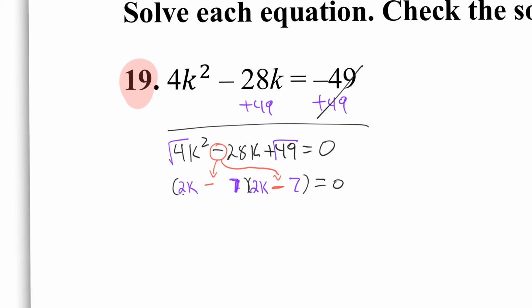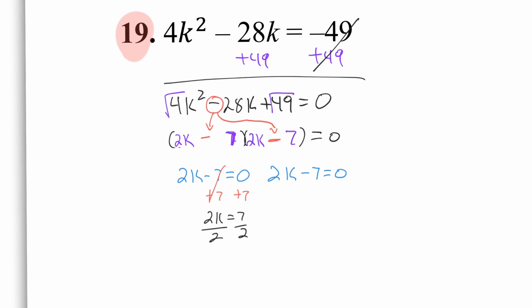So I'm going to take the first parenthesis, 2k minus 7 equal to 0. The second parenthesis, 2k minus 7 equal to 0, and I'm going to solve. So I'm going to solve the first equation. Plus 7 over here, cancels, 2k equals 7, divide by 2, and we get an answer. This turns into 1 right here. k equals 7 over 2. It is positive 7 over 2. You solve for k.